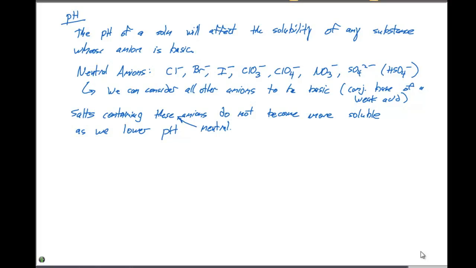So the neutral anions are really not going to be affected by an H+ in solution. Because remember, when you have an acid in solution, it will neutralize a base. It doesn't matter what the identity is of that. If we have an acid and a base, there's going to be a neutralization reaction that is going to occur.